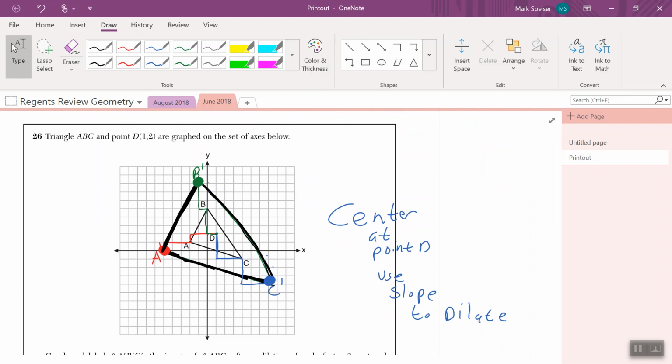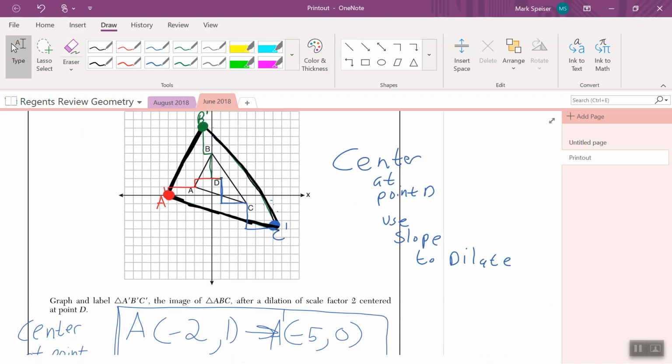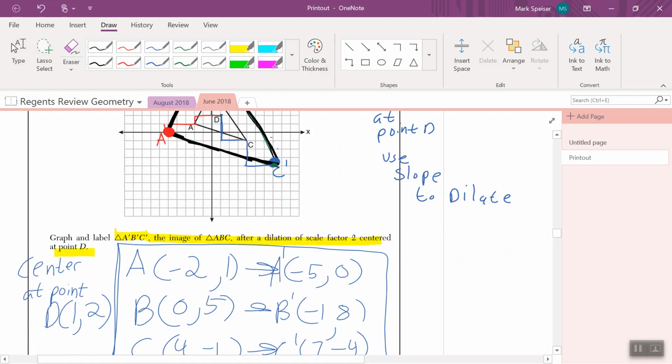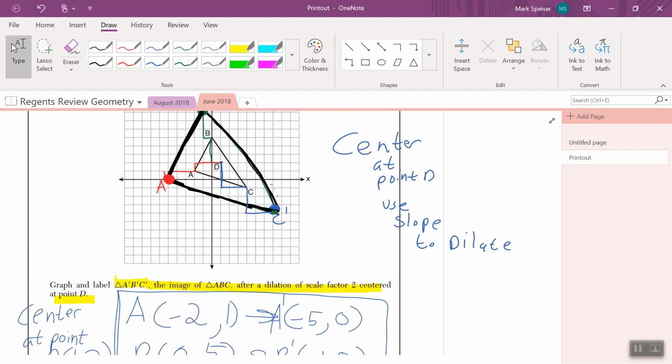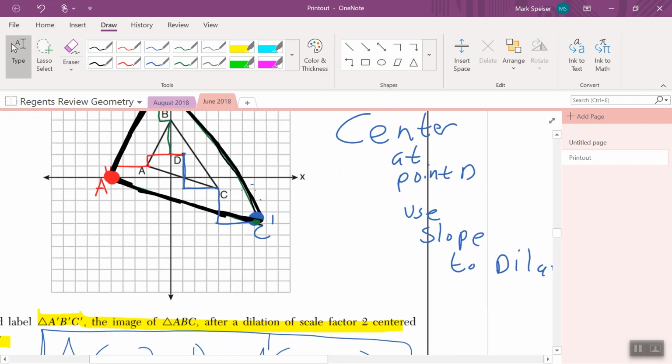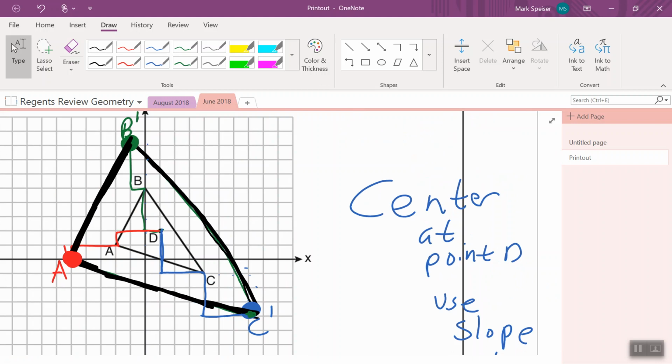Triangle ABC and point D are graphed in a set of axes below. Graph and label A prime, B prime, C prime, the image of ABC after a dilation of a scale factor of 2 centered at point D. Now, this is a bit of a hard thing to do. Since D is not the origin, the only way you can dilate is by using the slope to dilate. By using the slope means you draw these lines I have here. You get a scale factor of 2.